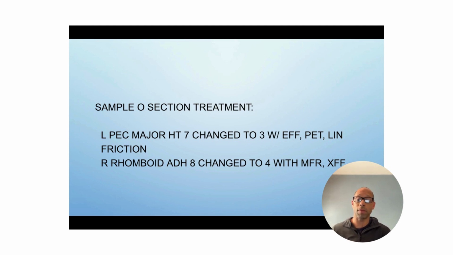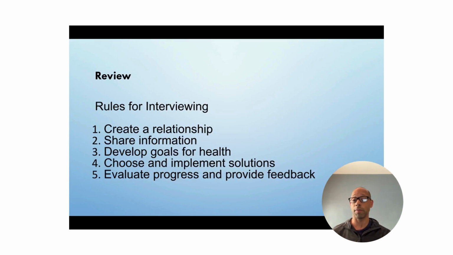Our rhomboid means right rhomboid. Our right rhomboid in the back there, we had adhesions and it was at an 8 out of 10. And then we changed it to a 4 out of 10 with a little bit of myofascial release and cross fiber friction. So we're using acronyms in our own SOAP notes, but if we were to give this to another professional, we would spell it out completely for them. And that is in the objective or O section treatment.